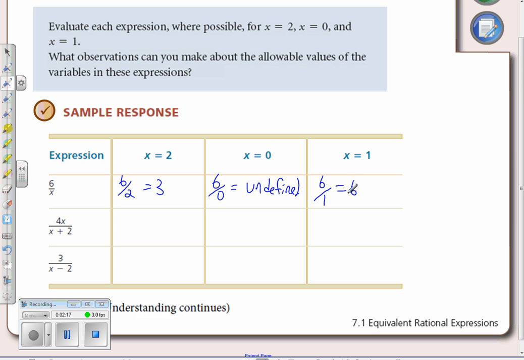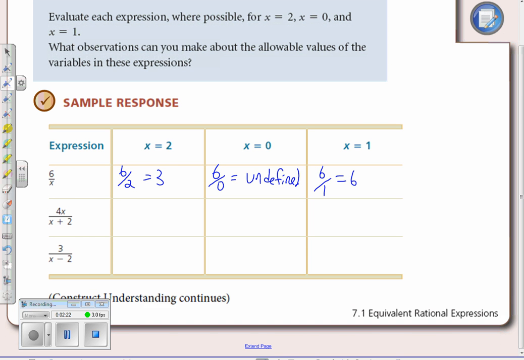4x over x plus 2. Plug in the 2. We get 4 times 2 over 2 plus 2. And that's going to give us 8 over 4, which is equal to 2.